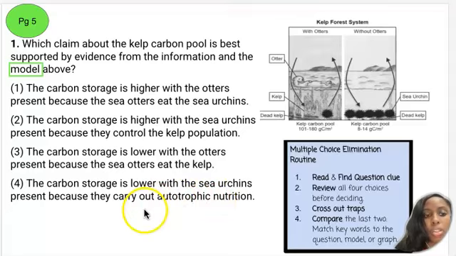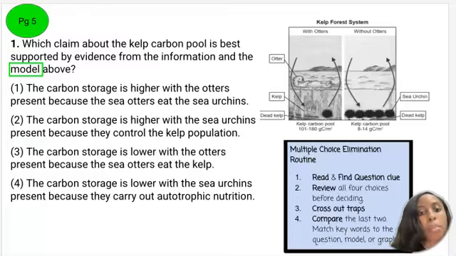So now that I understand what these choices are asking me, they want me to see information about how much carbon storage there is. So if it's higher or lower, and that means numbers. So the part of this model that I'm going to pay close attention to are these numbers at the bottom and what they represent. Based on this, I can see that with otters, there is more kelp carbon pool. There's a lot more. There's higher carbon storage. Without otters, there is less carbon pool. So there is less carbon storage.